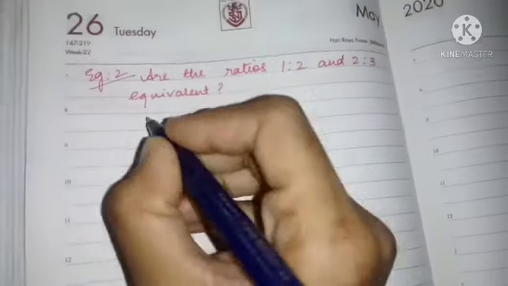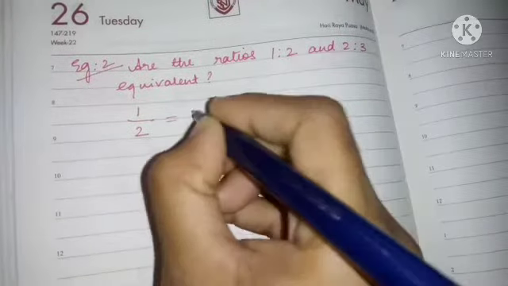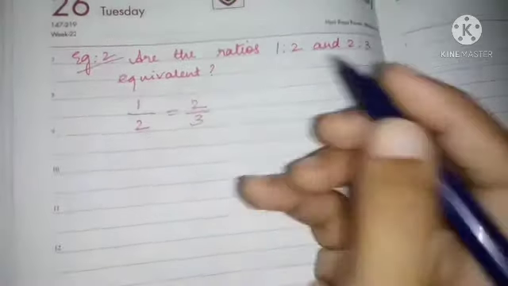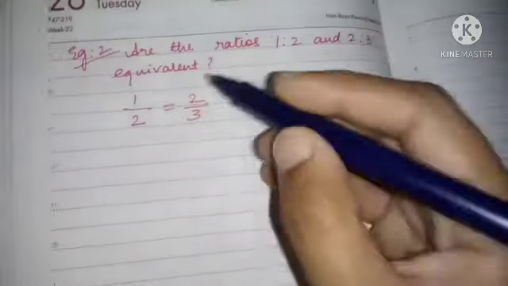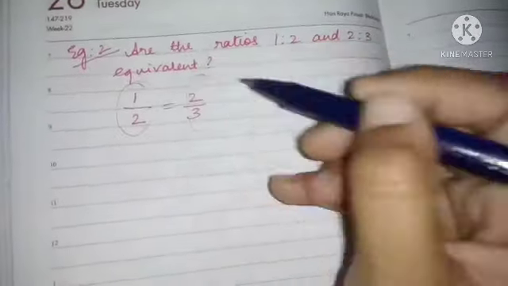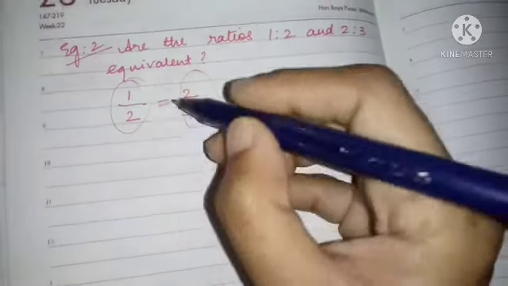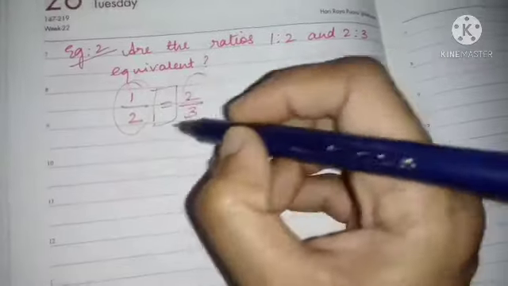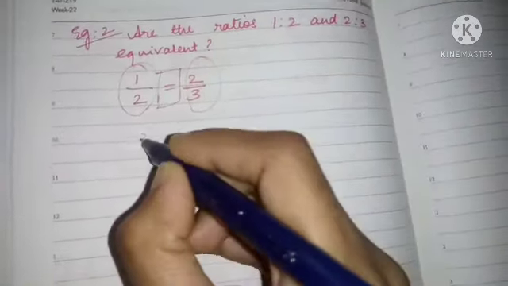Are they the same? 1 is to 2 can be written as 1 by 2, and 2 is to 3 can be written as 2 by 3. Actually, no, they are not the same. When you see the fractions themselves, we can say that they are not the same. I have to check whether they are equal. Denominators are different, so cross multiplying.